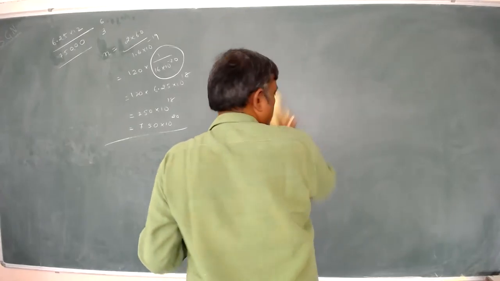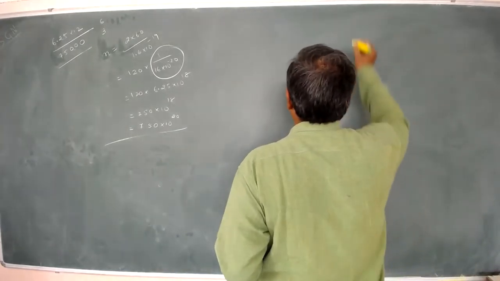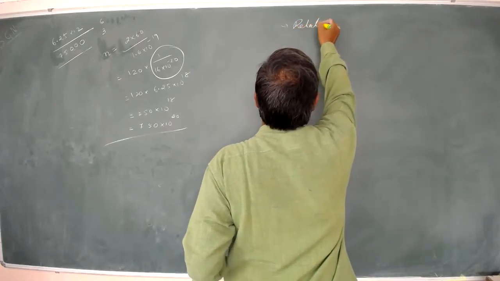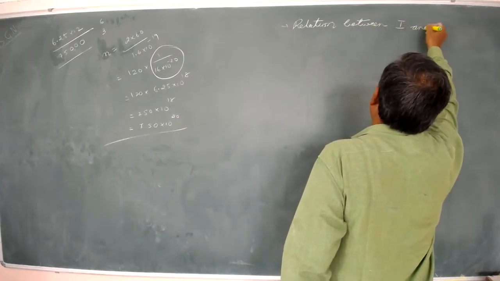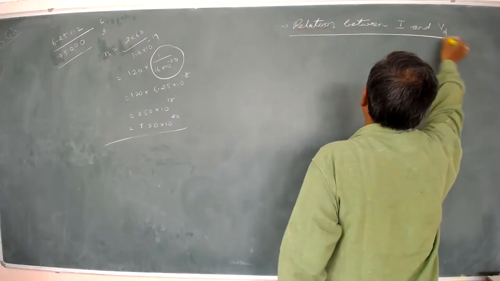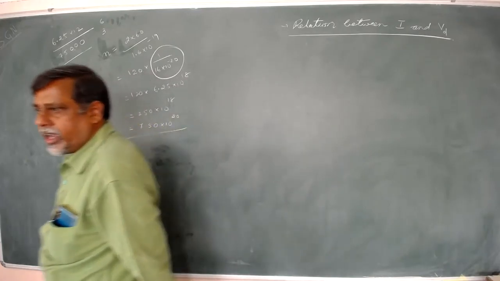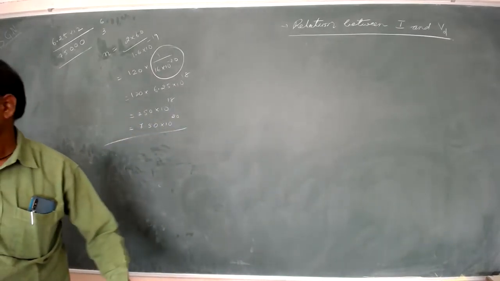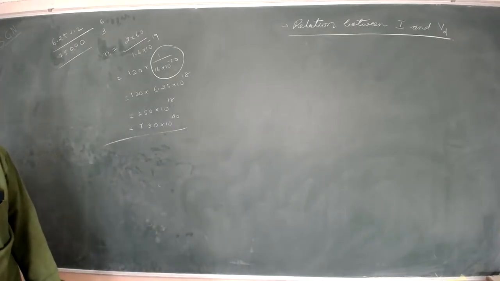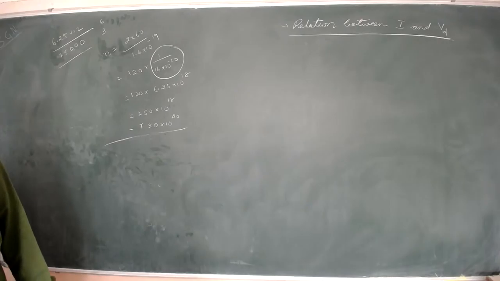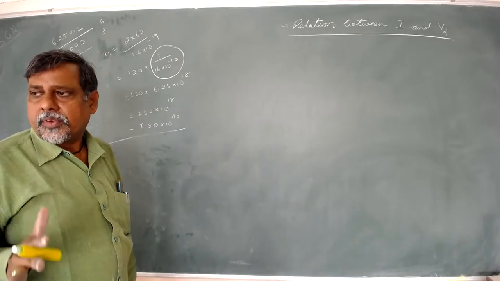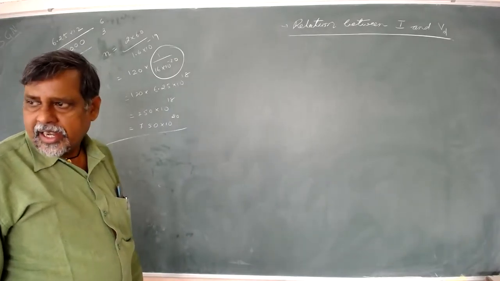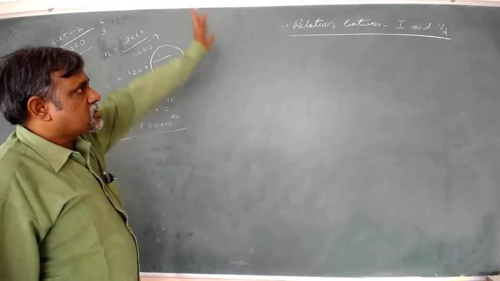Okay, now another important concept, problems related to the relation between electric current and drift velocity. Ultimately, by means of the drift velocity of electrons, the electrons are moving. By means of the motion of the electrons, electric current is obtained. Right? Now, you need to establish the relation between the drift velocity and electric current. Right? Okay. So, what is the relation?